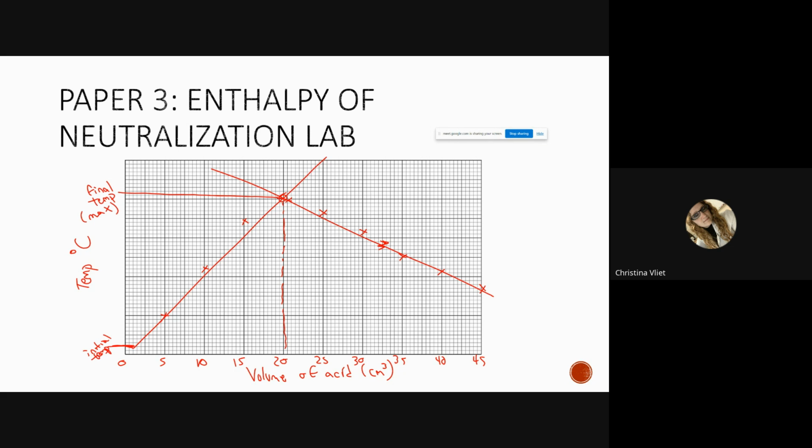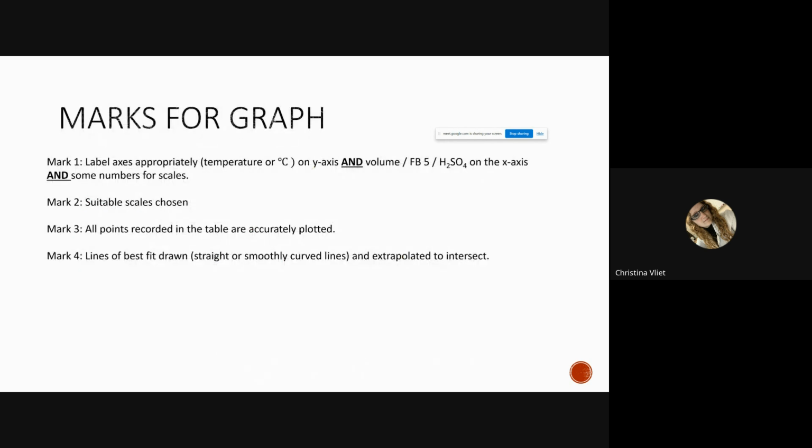So how do we get points on this graph? I listed from the mark scheme so you know how they award the marks. I told you the graph would be worth 4. Like making this graph correctly is worth 4 marks. Here they are. Mark 1. If you label your axes appropriately the way they tell you to, and I gave you options of what it could be. That's 1 mark. Mark 2. What do we mean by suitable scales chosen?